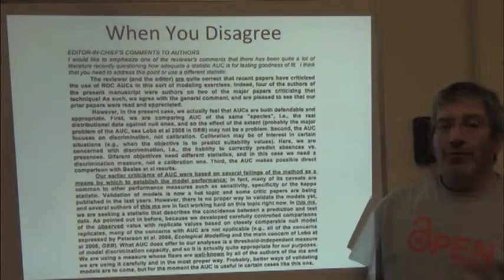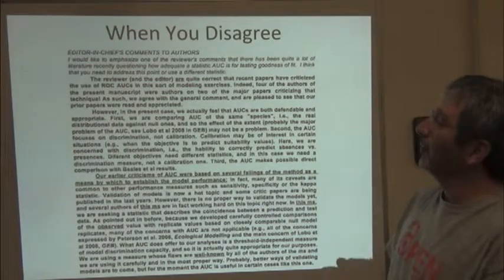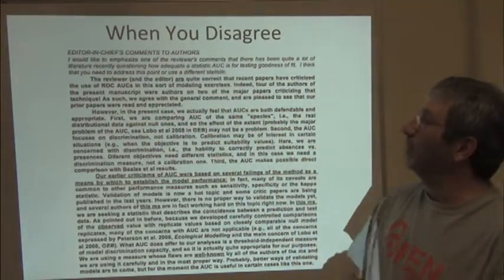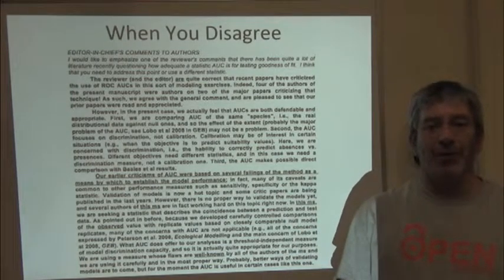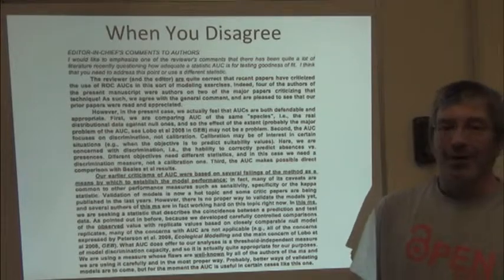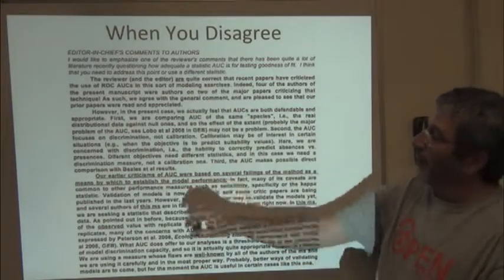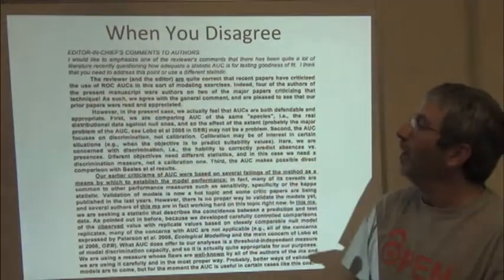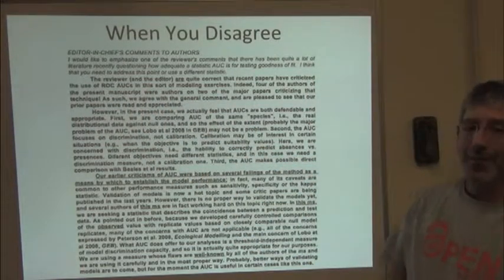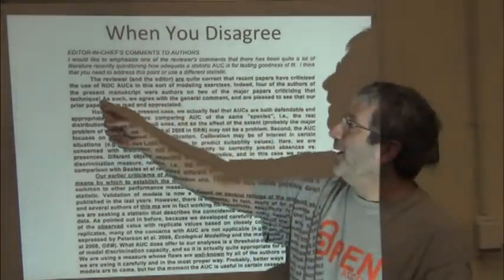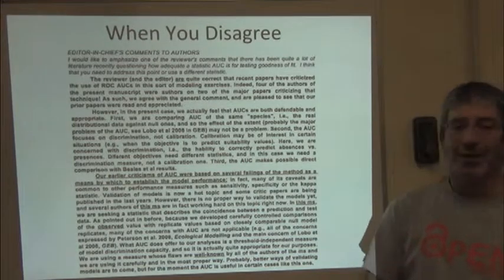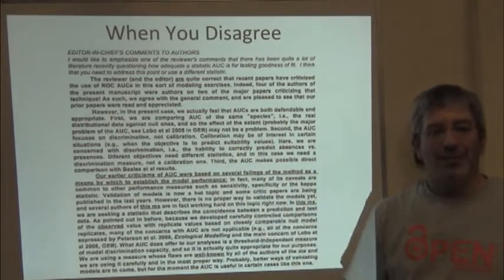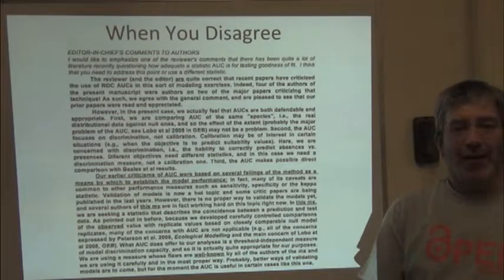Here's another example of this kind of conflictive response. Here the editor says, there's been quite a lot of literature recently questioning how adequate a statistic AUC is for testing goodness of fit. You can go to another part of the biodiversity informatics training curriculum for a module on exactly that subject. Well, here our response is, the reviewer and the editor are quite correct that recent papers have criticized the use of AUC for this sort of exercise. But then we go on to say, indeed, four of the authors of this manuscript were authors on two of the major papers criticizing that technique, which is to say, we understand, okay? We understand, we agree, and we see our manuscript as it stands as sufficient.